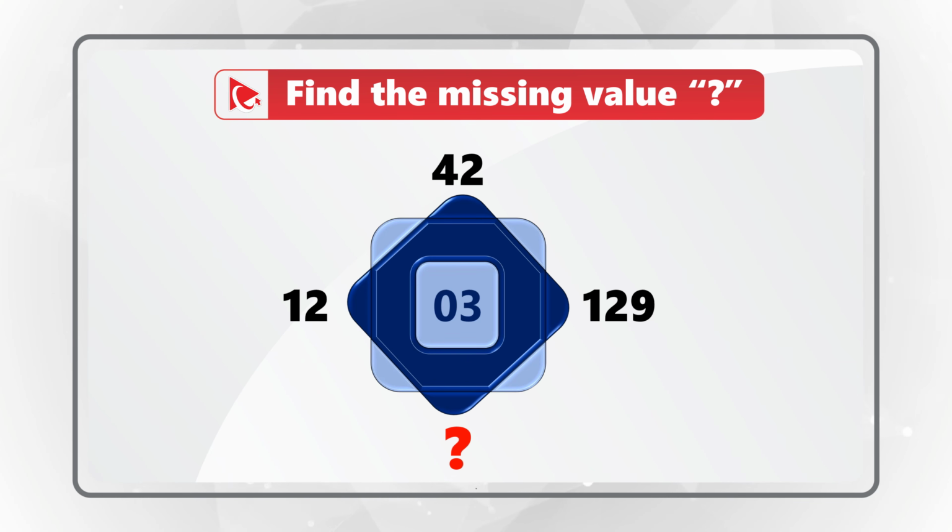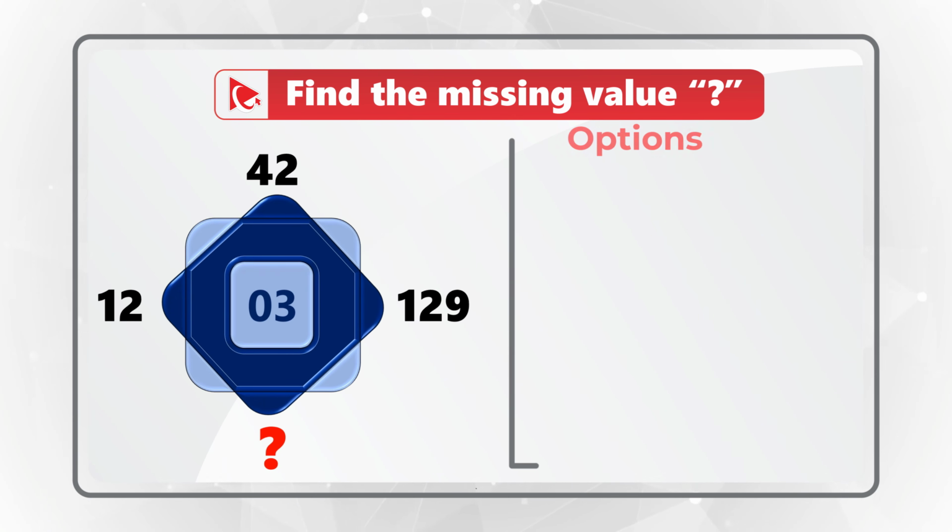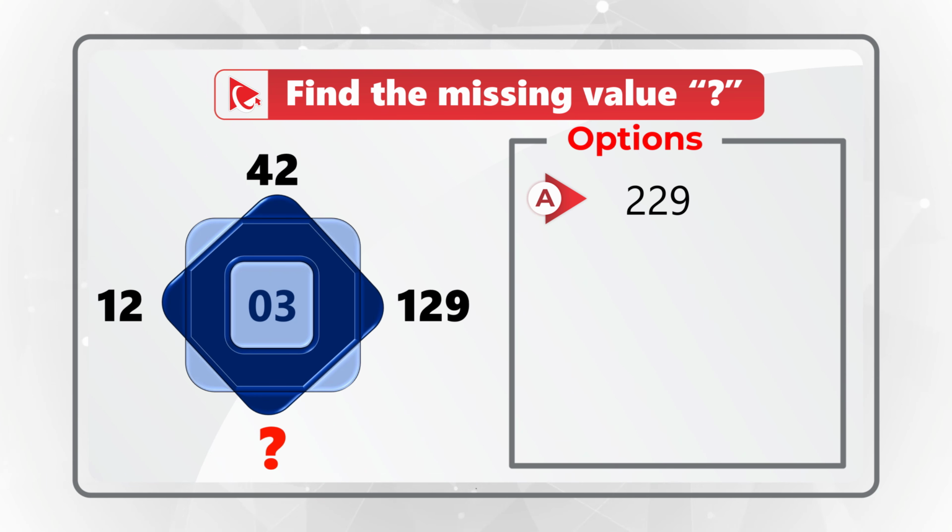Take a close look to see if you can find the missing value. Missing value is represented by the question mark in a shape that contains numbers around the shape as well as one number inside. The numbers you see are 12, 42, 129, and then there is a number 3 in the middle. You have 4 different choices to choose from. Choice A, 229. Choice B, 287. Choice C, 352.